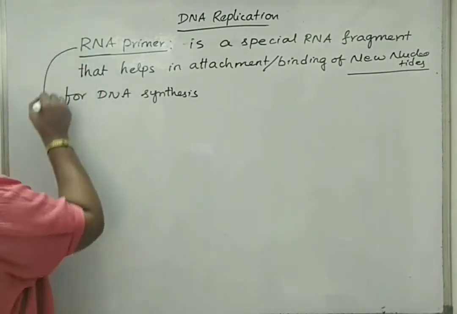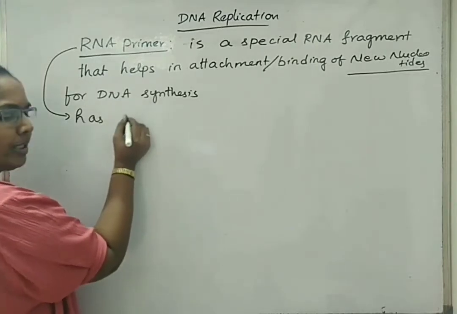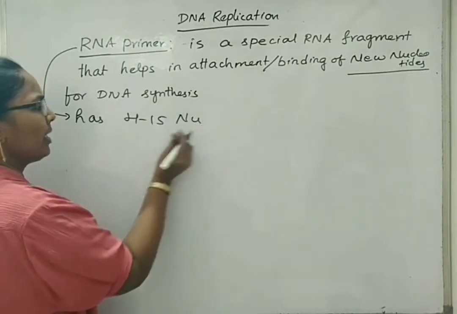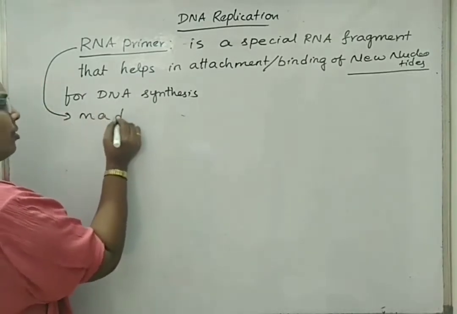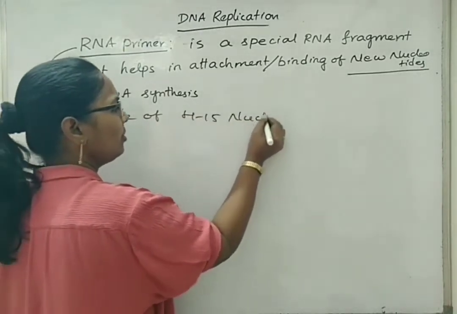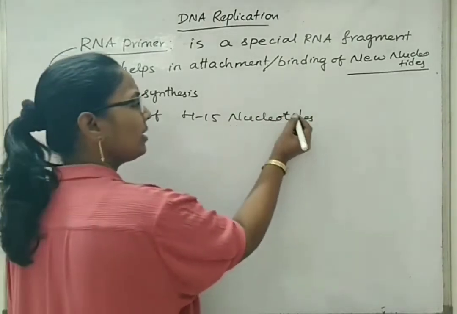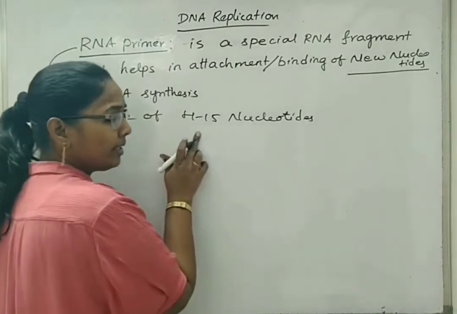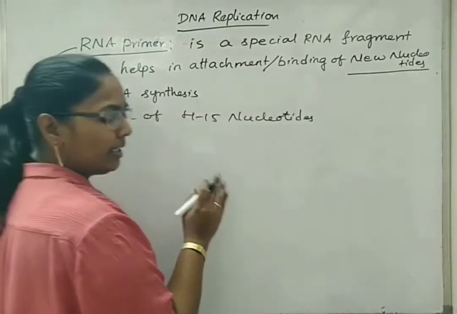This RNA primer is a small RNA fragment, so it will be having approximately 4 to 15 nucleotides. It's made of 4 to 15 nucleotides. Here the nucleotides will be having adenine, guanine, cytosine, uracil nitrogen bases, and the pentose sugar will be ribose. But this helps in the addition of new nucleotides for the DNA.